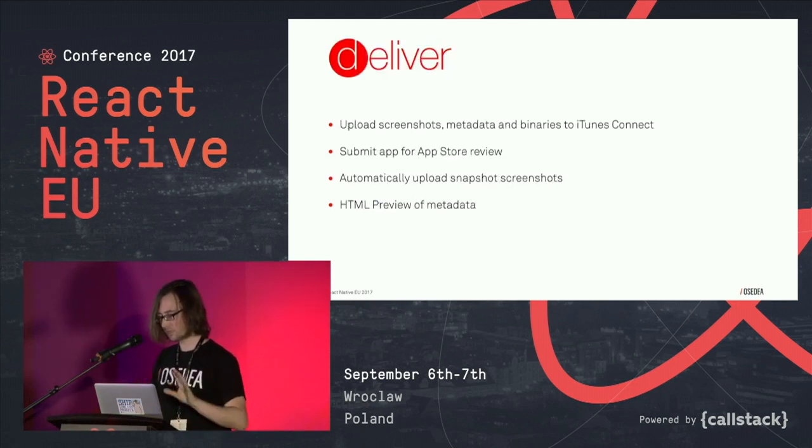So, the last tool for iOS, promise. Deliver. So Deliver is used at the end of the deployment process. It uploads screenshots, metadata, and binaries to iTunes Connect. You can also use Deliver to submit your app for App Store review. If you use it with Snapshot, it will automatically upload screenshots from Snapshot to iTunes Connect.